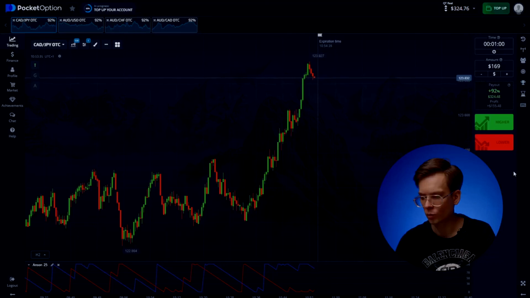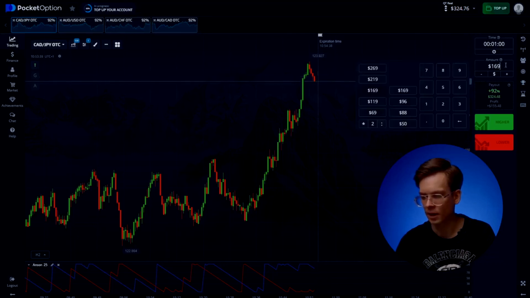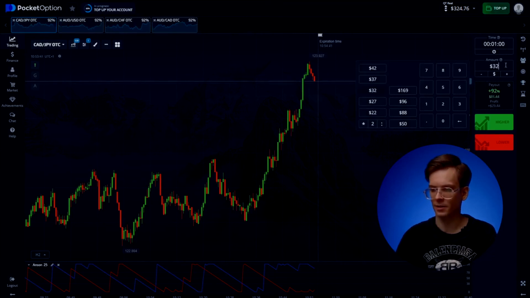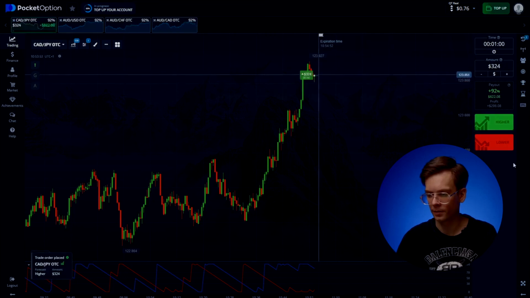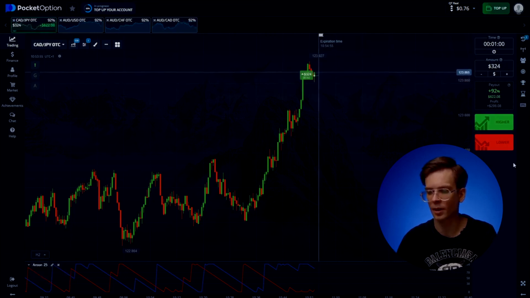Moving on. Skipping Aussie and Canadian for now. It's going to be Canadian and yen. Investing the entire amount and going long. It seemed like there was a reversal on the chart, but it turned out to be just a minor retracement. Aroon helped me understand that the uptrend will continue.